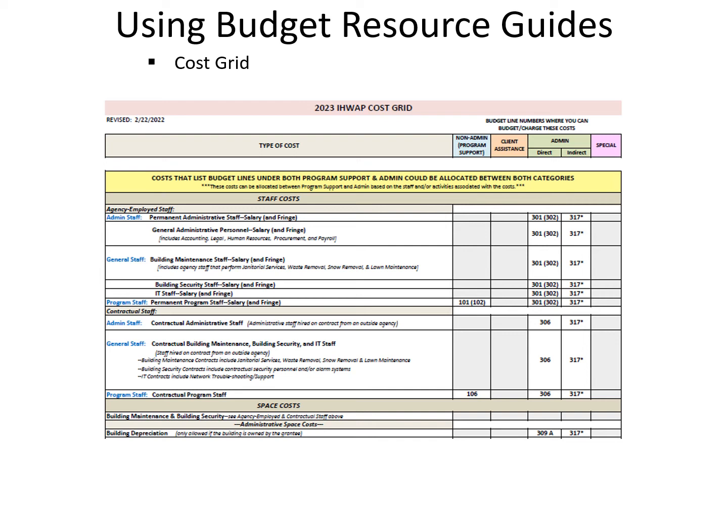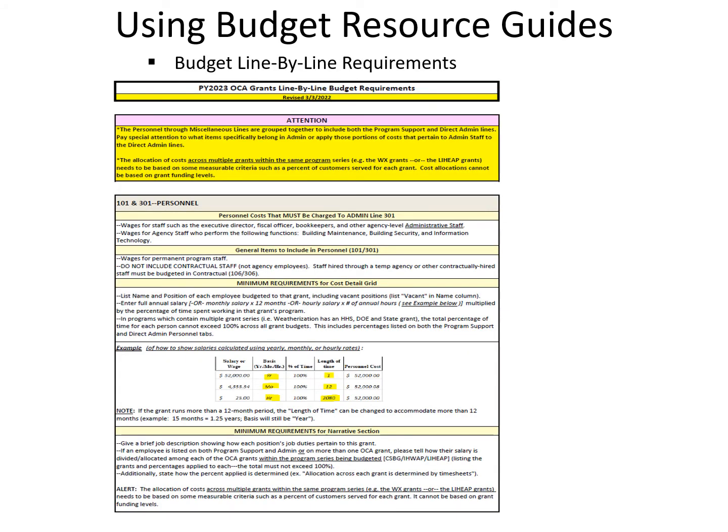Hopefully this will help grantees determine which costs are allowable, specifically as program support compared to admin, which tends to be one of the most difficult tasks in completing the budgets. And again, we encourage you to utilize this grid to help you place the cost in the proper budget line item. We have also developed a budget line-by-line requirements document.